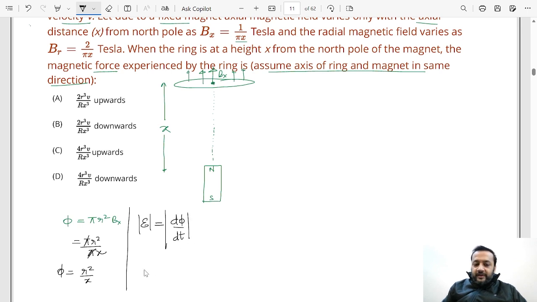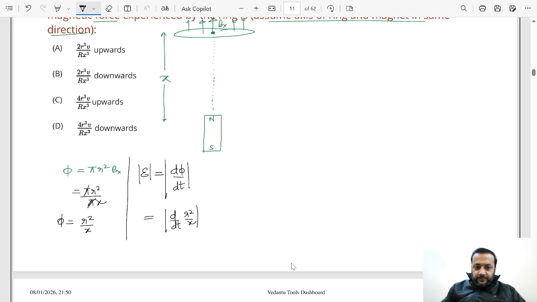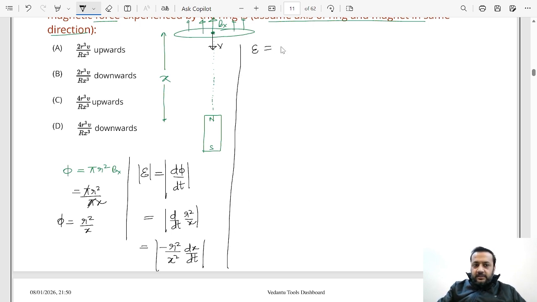So if I differentiate this, it becomes d by dt of r square by x. Basically r square is a constant, so it comes outside, and x to the power minus 1 gives minus 1 by x square into dx by dt. Dx by dt is nothing but the velocity of the magnet; let us say the velocity of the magnet is v. So the emf induced in this ring as a function of x and velocity is r square by x square into velocity. Dx by dt is nothing but the rate of change of x, which is the velocity. So this is the emf.